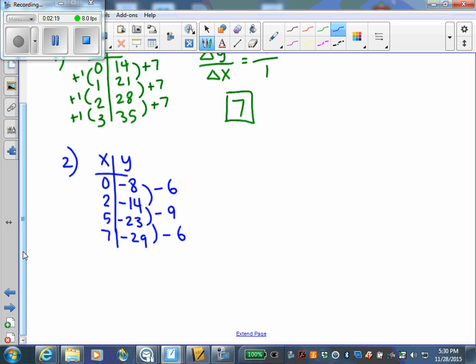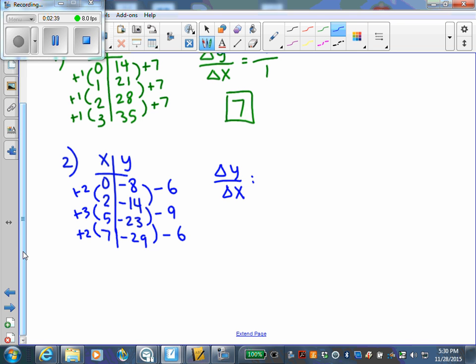And then let's take a look at our x values. From 0 to 2, that's up 2, so plus 2. 2 to 5, it's up 3. And then 5 to 7, up 2 again. So this time we need to write out our change in y and change in x. Since they don't match the whole way through, we're going to have to write it out more than once. So change in y over change in x.